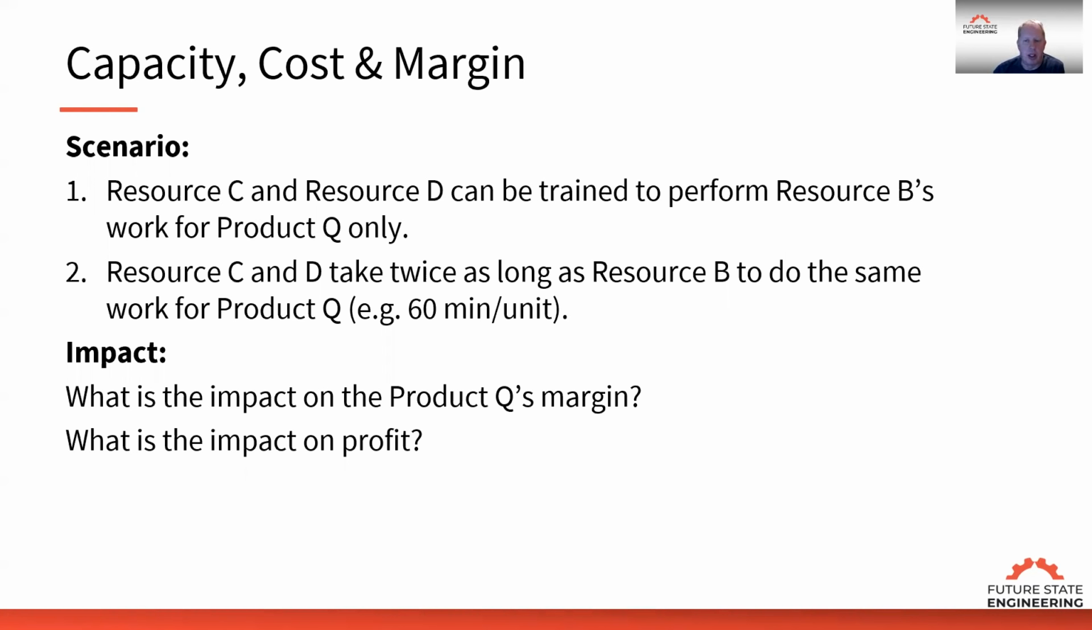What happens if we could train other resources that have extra capacity to help resource B, which happens to be the constraint resource for product Q? And if we cross-train those resources, C and D, which have extra capacity to do B's work, and they produce that product at twice the cycle time. So instead of 30 minutes to produce product Q, it takes them 60 minutes. So what happens if we do that? So what's the impact on the Q's margin, and what's the impact on the company profitability?